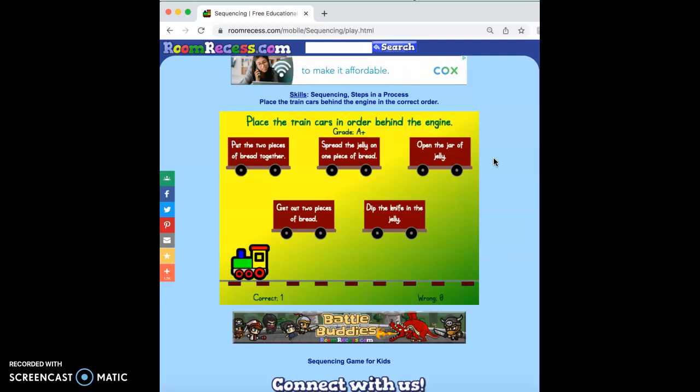This game relates directly to my lesson plan because it was regarding story sequencing, and kids will be able to understand in a greater sense what sequencing is by relating it to everyday life things that they already know. And it's also fun. Thank you.